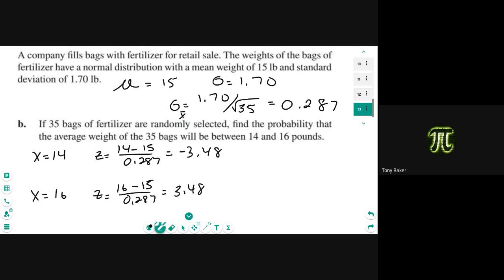All right, I believe your sheets go up to 3.49. So you should be able to find the probabilities for these two z-scores. First one is 0.00. Should be 0.9997. And then we're going to do what to these? So 9994.